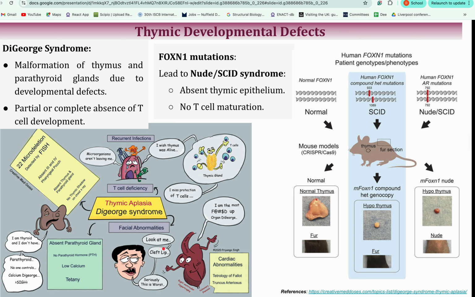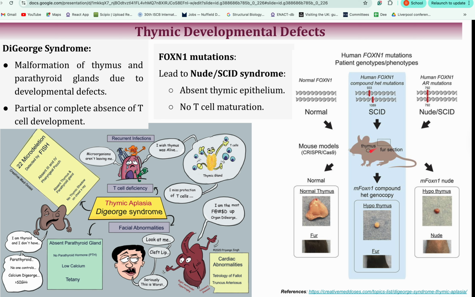So yeah, this is one of the representations, and another one is of the FOXN1 mutations, the patient genotypes and phenotypes. In the case of the normal FOXN1 gene, it was observed in mouse models. This is the normal thymus and this is the normal fur. But when FOXN1 has compound heterozygous mutations, it gives rise to SCID.